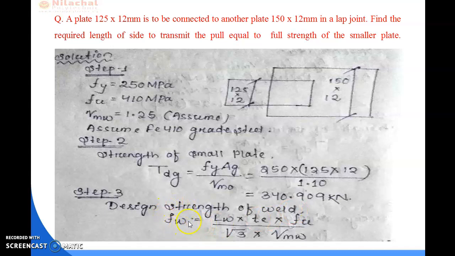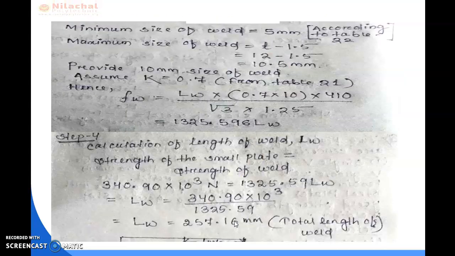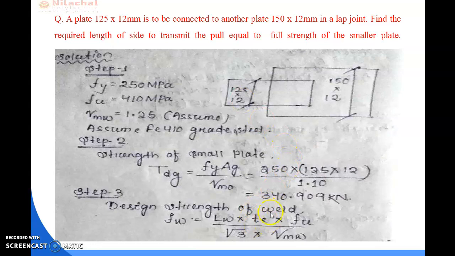Then comes step number 3, in which you have to calculate the design strength of the weld. Your formula is Fw equal to Lw into Te into Fu divided by root 3 into gamma Mw. In this case, Lw is not given in the question. So we have to calculate the Fw value without the Lw value. We need to calculate the value of throat thickness, and Fu, root 3 and gamma Mw.